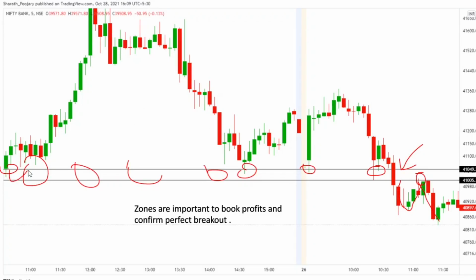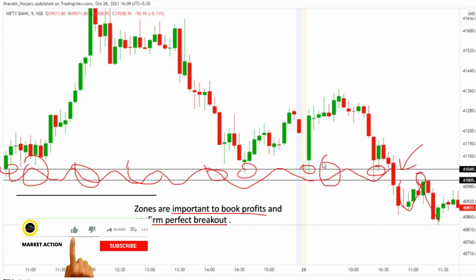It is always better to mark support and resistance levels as zones rather than as a line if you are not an experienced trader. Zones are important to book profits and to confirm a perfect breakout. If this zone breaks, then only we will enter a breakout trade.